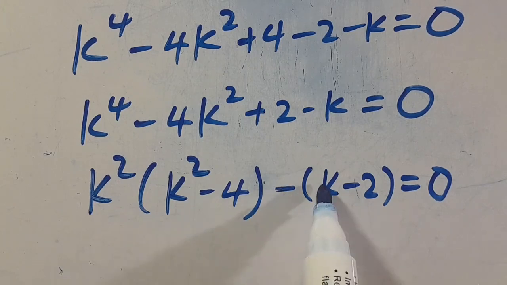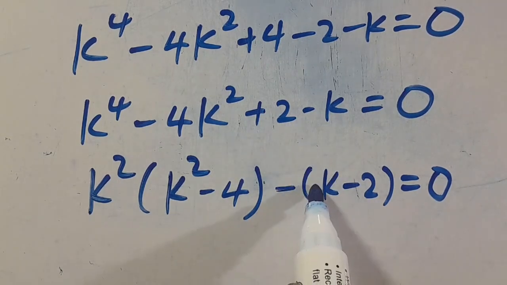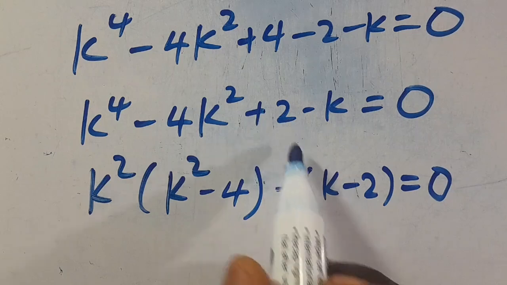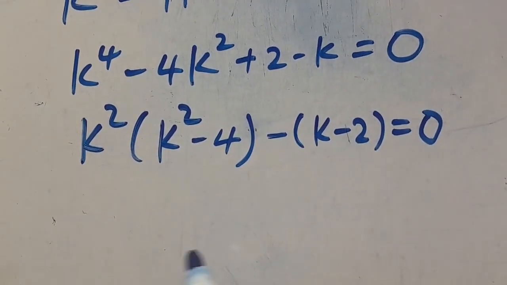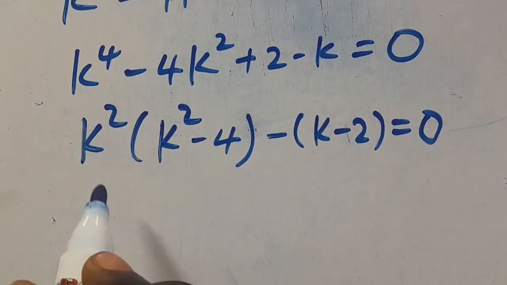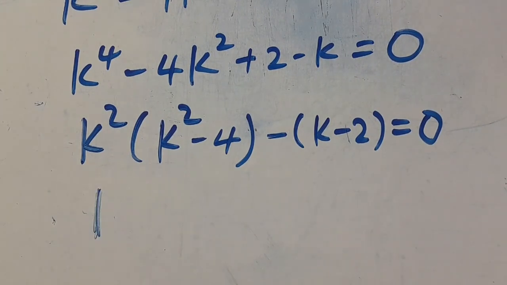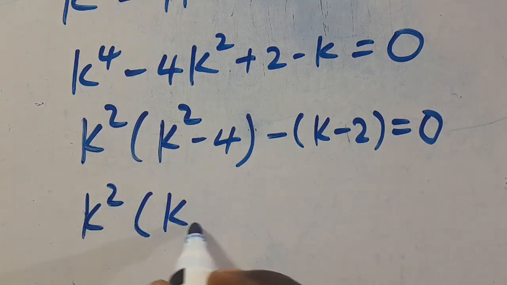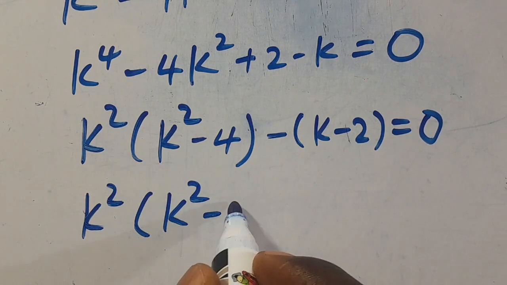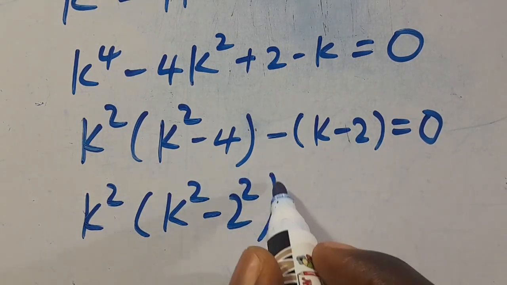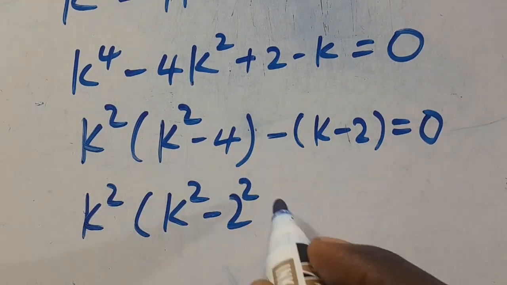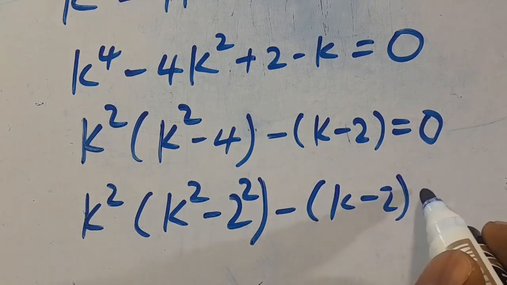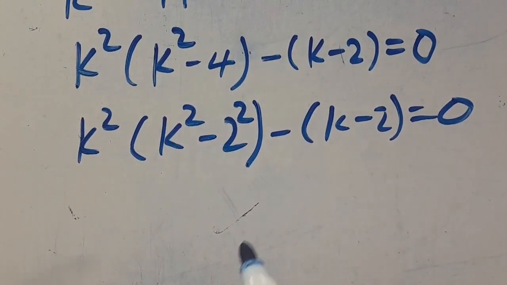When you open the bracket with the minus back, minus times plus will give us minus k, and minus times minus gives plus back, so we have plus 2. Then we have k to the power of 2 here, which is also k², and we can have 4 as 2². Minus the bracket (k − 2), we close it, and we set everything equal to 0.